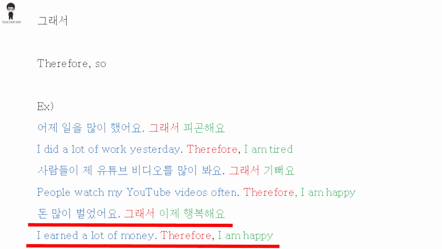Okay, some people say money and happiness are correlated, some people say they aren't, but this is not very related to me. So let's just end this lesson right away.